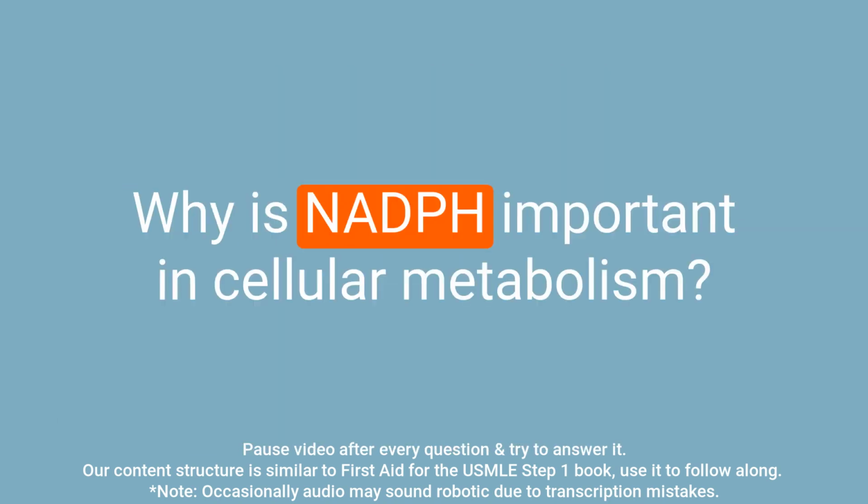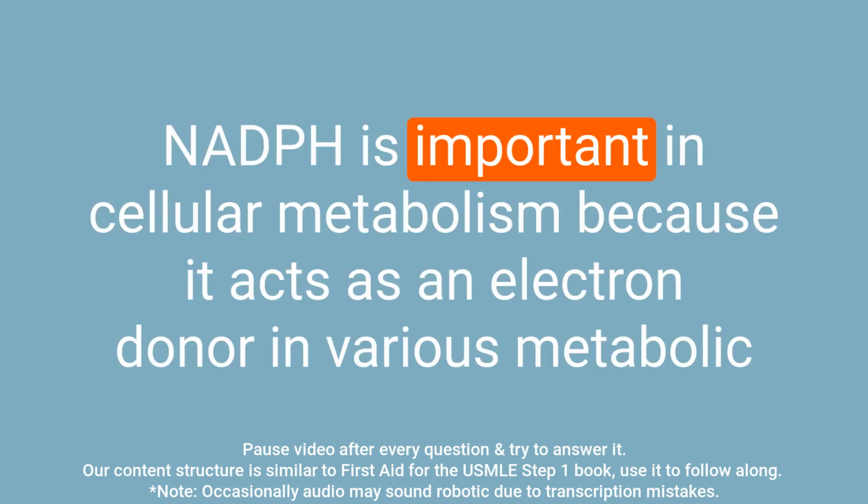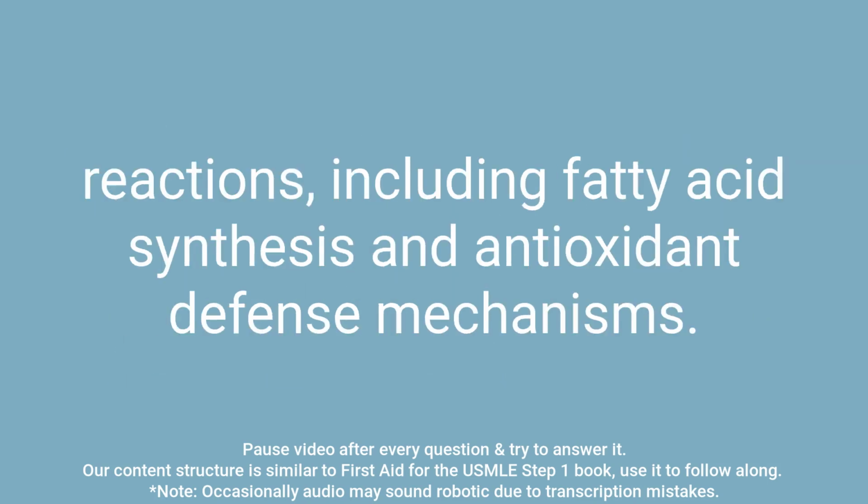Question: Why is NADPH important in cellular metabolism? Answer: NADPH is important in cellular metabolism because it acts as an electron donor in various metabolic reactions, including fatty acid synthesis and antioxidant defense mechanisms.